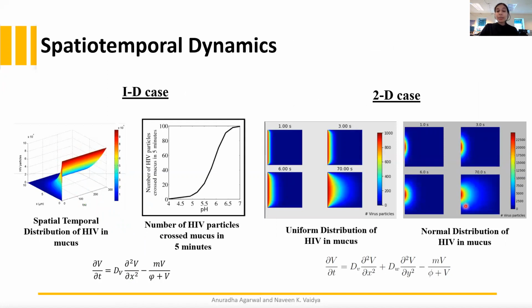Here is a spatio-temporal distribution of HIV particles in the mucus in 1D and 2D cases. In the second graph, we see that no particles cross the mucus within 5 minutes when the pH is acidic, that is 4. Whereas over 100 particles cross the mucus within 5 minutes when the pH of the mucus is neutral, that is 7.